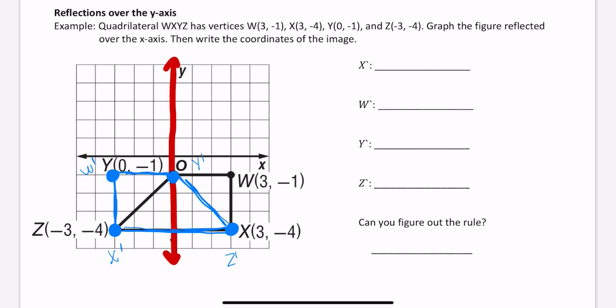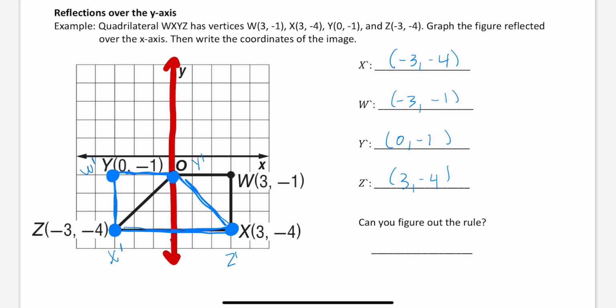So let's write the coordinates for all of our new points. X prime is going to be at -3, -4. W prime is going to be at -3, -1. Y prime is at 0, -1. Remember, that one didn't change. And then Z prime, last but not least, is going to be at 3, -4.